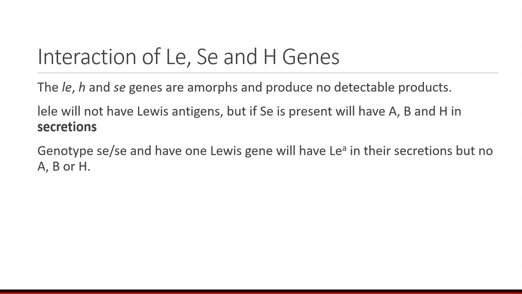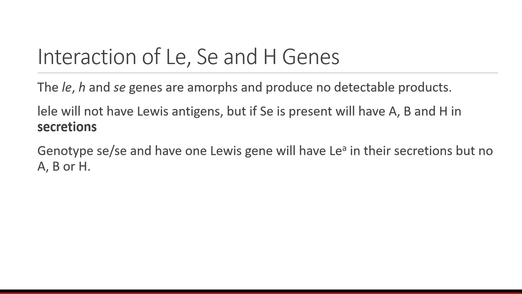And we talked about this, so again, a little reminder, a little review, the interactions of Lewis, secretor, and H genes. So the little le, the little h, and the little se genes are amorphs. They produce no detectable products. I call them placeholders to indicate the absence of those antigens. If you are little le, you will not have Lewis antigens.